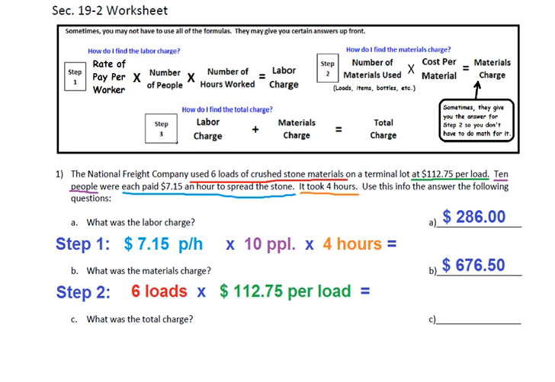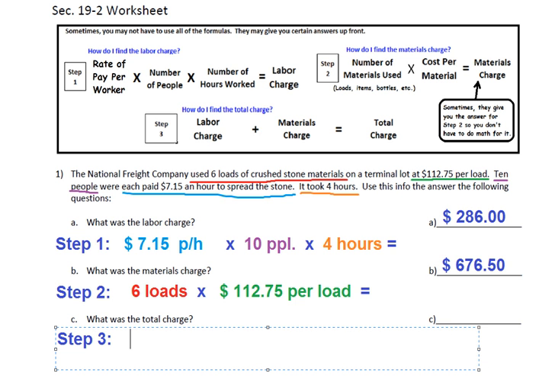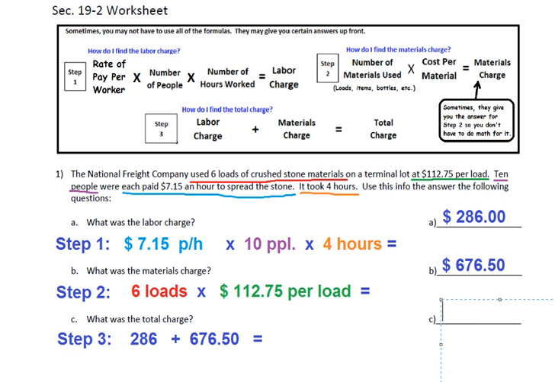So far, we've calculated the labor cost and the materials cost. Now all we have to do is add those two circled items up, and we get our answer. For C, what is the total charge? So step 3. I'm going to take the 286 plus the 676.50, and we get $962.50. $962.50 is the total charge for putting this crushed stone materials down on a terminal lot.